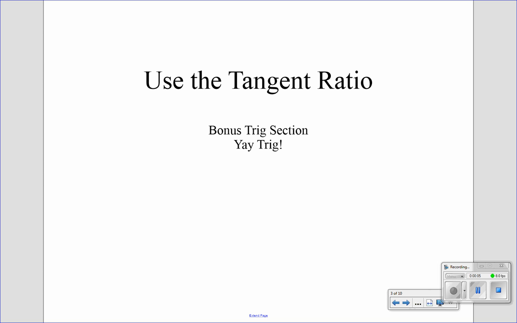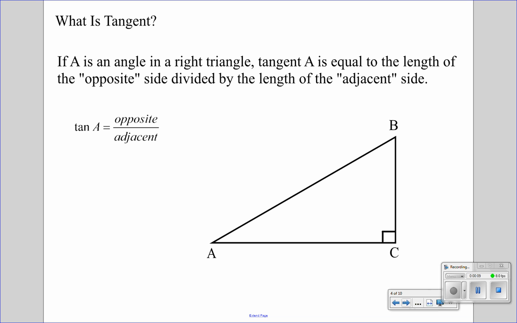Today we're moving on in our bonus trig section, and we're going to be talking about using the tangent ratio. The tangent of an angle is equal to the opposite side over the adjacent side. So if this is our angle A, the tangent of A is equal to our opposite side, the side across from the angle, over our adjacent side. Our adjacent side will be the other side next to the angle that is not the hypotenuse.